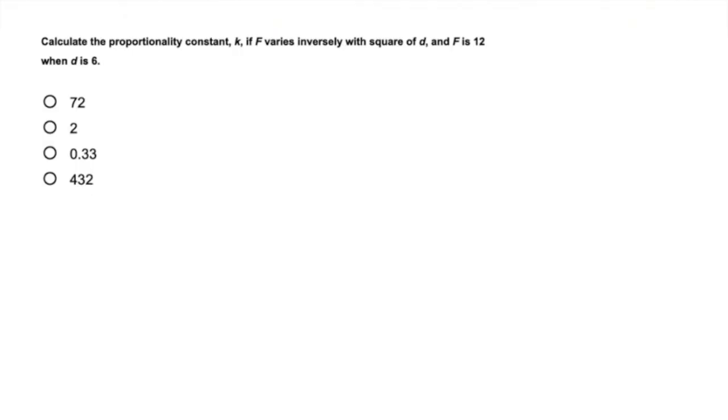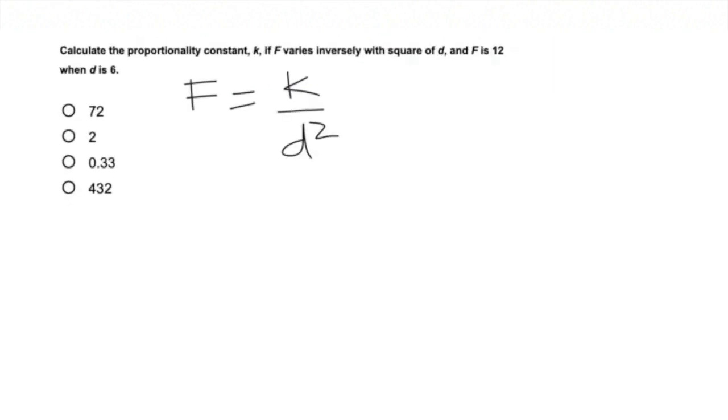Calculate the proportionality constant k if f varies inversely with the square of d and f is 12 when d is 6. And our answers are 72, 2, 0.33, or 432. To find the proportionality constant k in an inverse variation relationship, we can use the formula f equals k over d squared, where f is the force, d is the distance, and k is the proportionality constant.